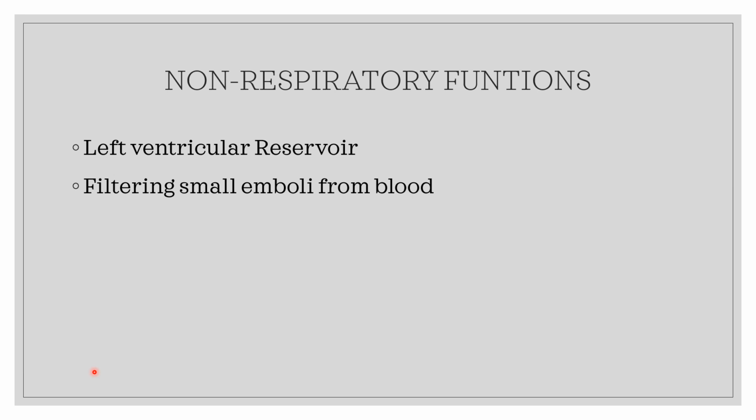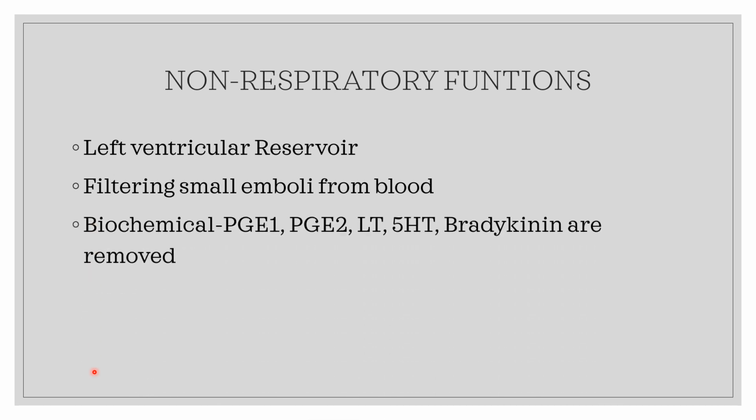And the third important point is that many chemical substances are removed in the lungs. Lungs decide which chemical substances should reach the systemic circulation. So the substances that are removed by the lungs are prostaglandin E1, prostaglandin E2, leukotriene, serotonin, and bradykinin. These are the chemical substances.